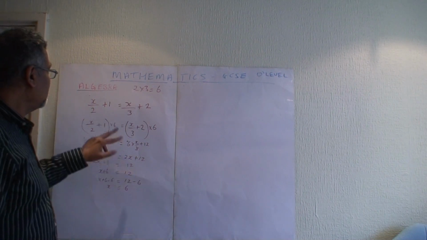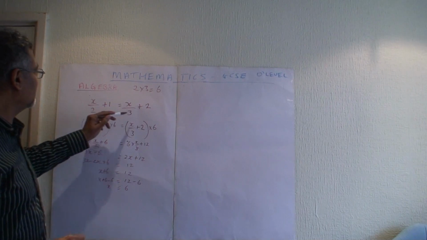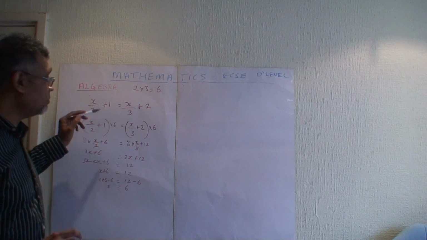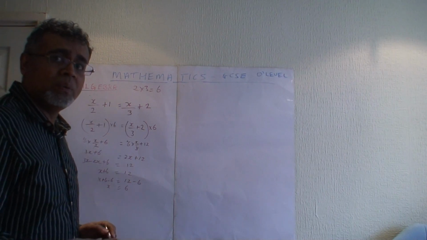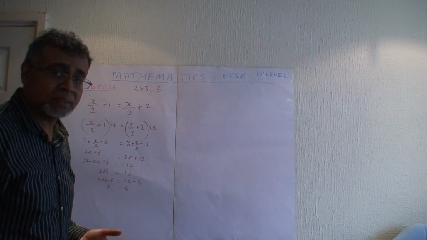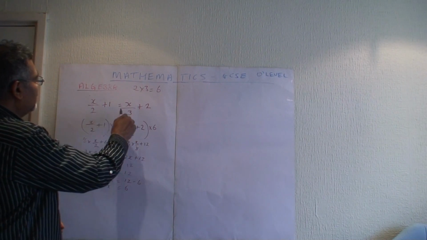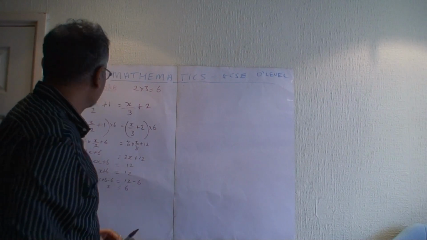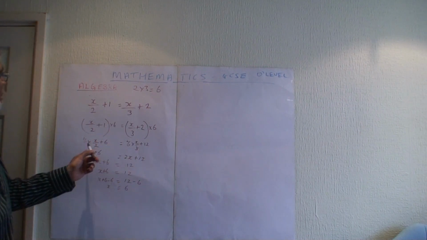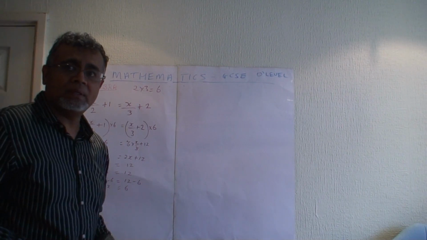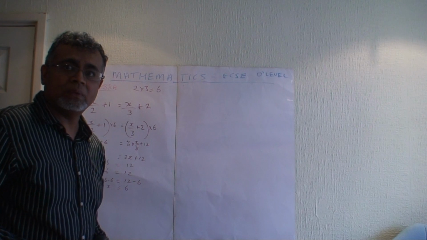Be very careful when you have divisions like this. You could find the LCM, which is 6, but you need to multiply both sides of the equation equally. This time we're using the value of 6 because you can divide the 2 and the 3 into 6, which is what we did here. So the x is 6. Okay, thank you very much.